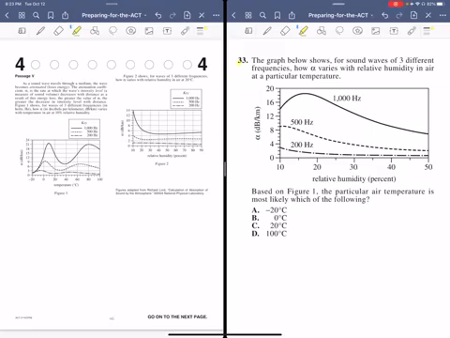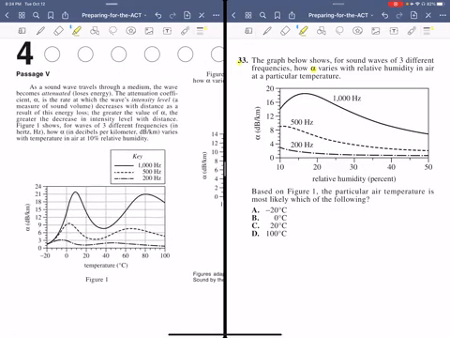Science question 33. The graph below shows, for sound waves of three different frequencies, how this symbol right here varies with relative humidity in air at a particular temperature. Okay, so this symbol right here, even if we haven't seen a ton of it in the ACT Science section, if you need it, most likely it will be explained somewhere in the passage.